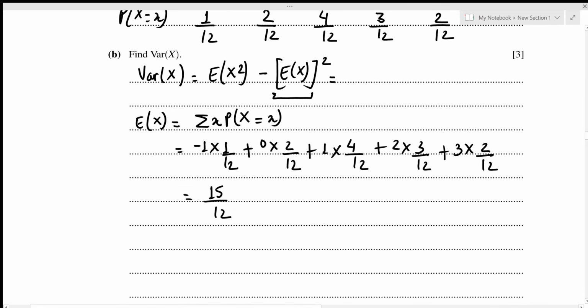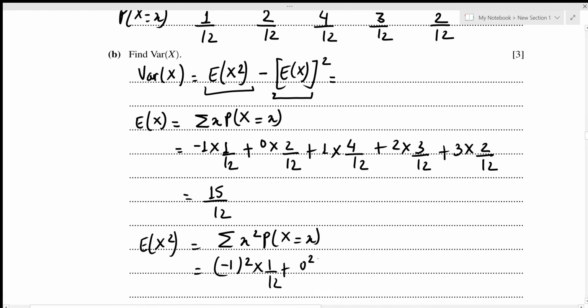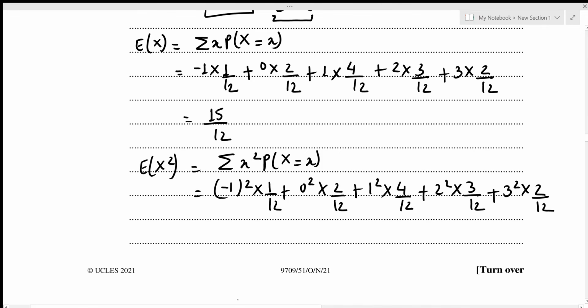Now we look for the value of expectation of x squared. All right, expectation of x squared is just going to be summation of the values of x squared along with its respective probabilities. So that's going to be -1 squared into 1 by 12 plus 0 squared into 2 by 12 plus 1 squared into 4 by 12 plus 2 squared into 3 by 12 plus 3 squared into 2 by 12. All right, this gives us the total value of 35 by 12.